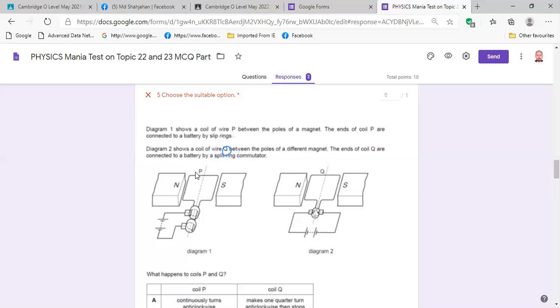Take your left hand quickly. Yes, sir, I have already taken it. Okay, so magnetic field means north to south. Yes, sir, towards my right. So if it is north to south, then this is our first finger, the index.